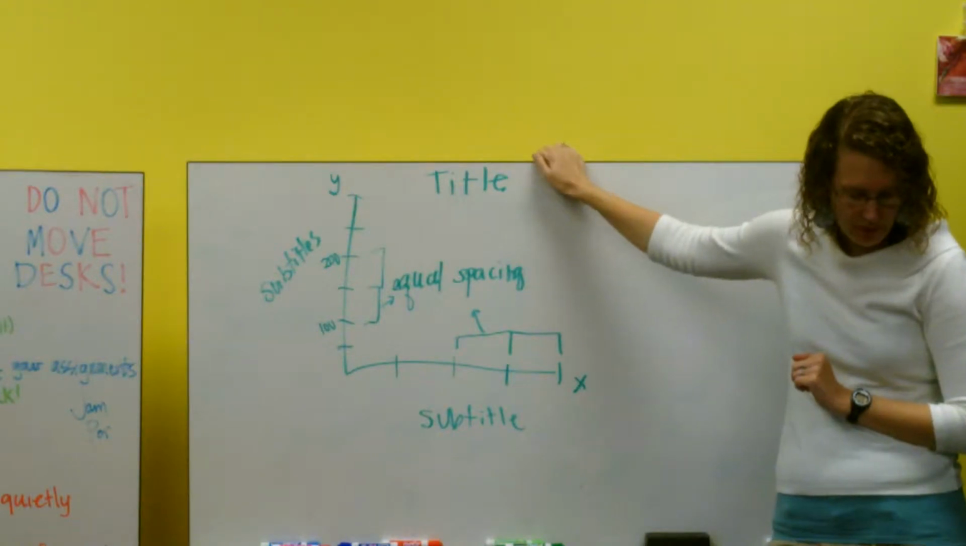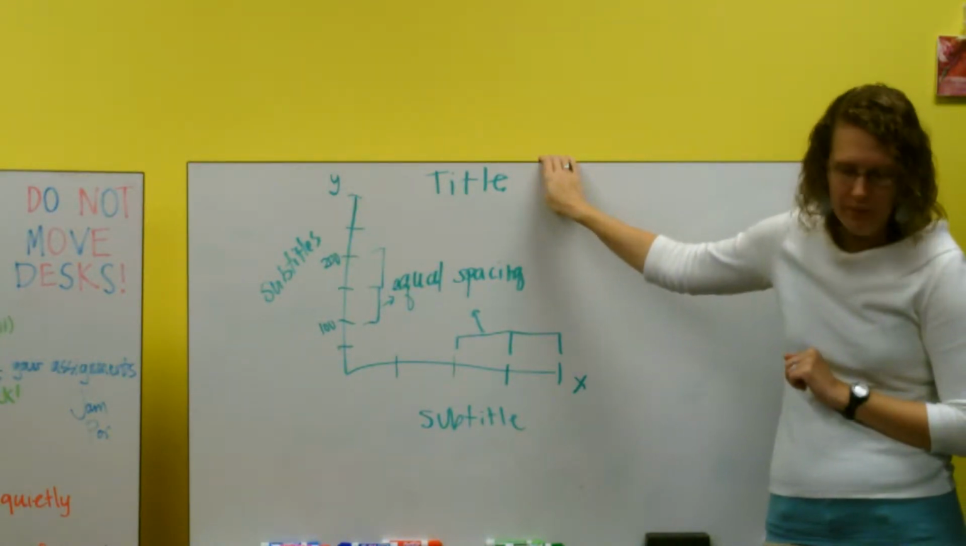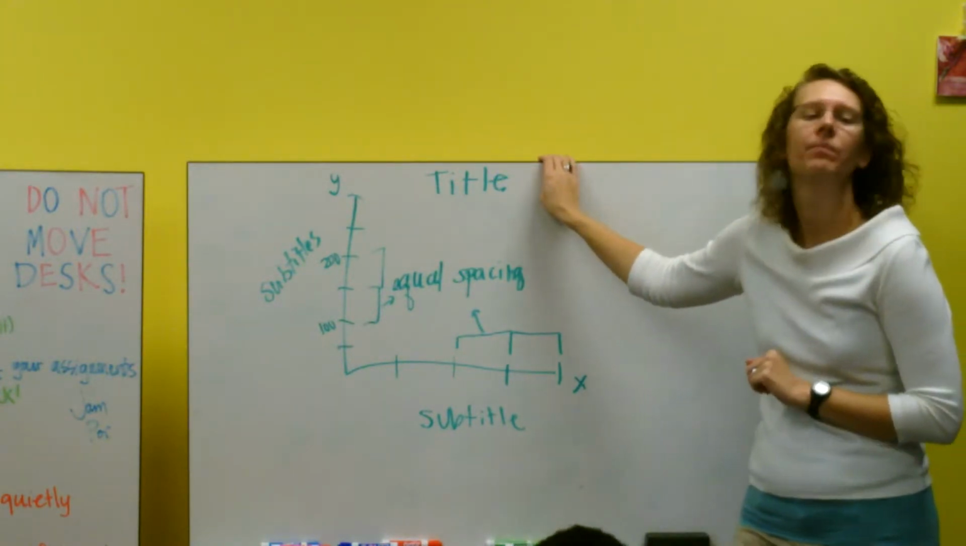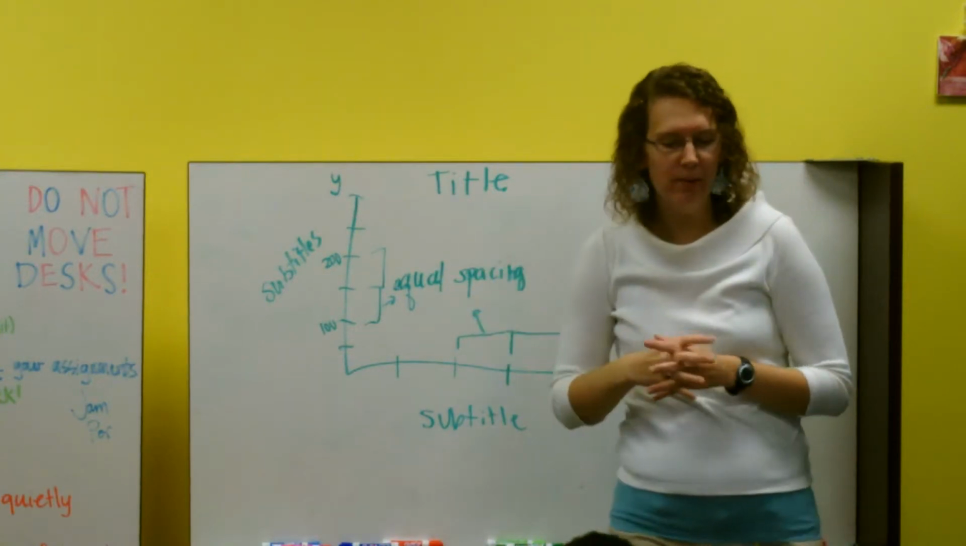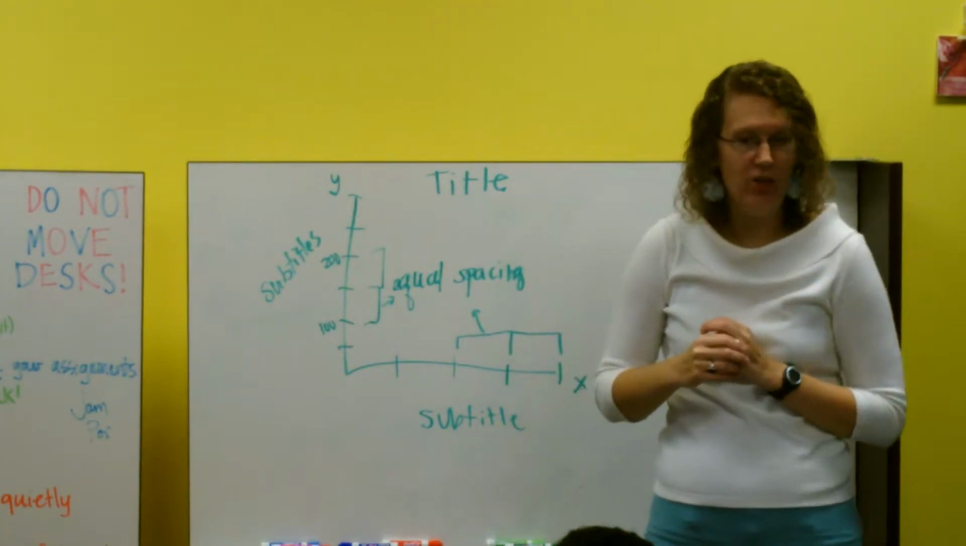Based on the following graph, example 29.1, how many more cars were sold in April than were sold in January? I need all eyes on the bottom of 97, please. So how many more cars, bottom of 97, were sold in April than were sold in January?